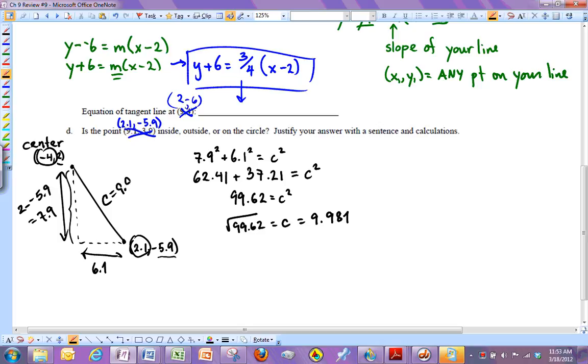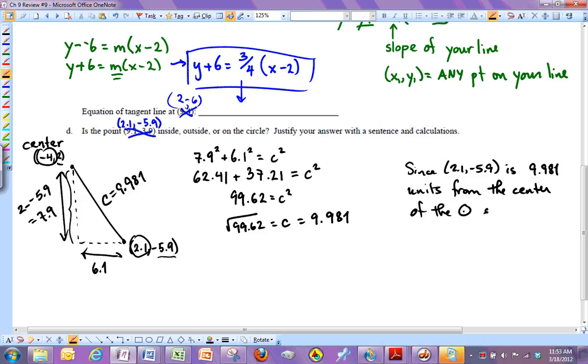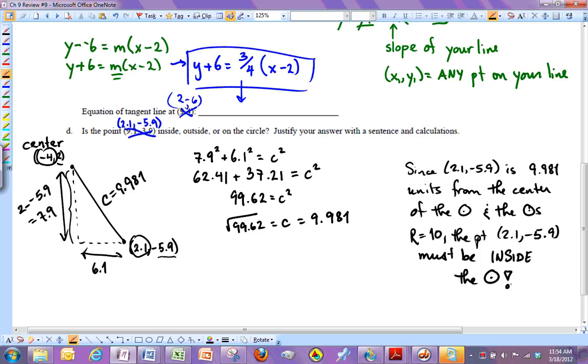So C is 9.981. Since the point 2.1, negative 5.9 is 9.981 units from the center of the circle, and the circle's radius equals 10, since it's shorter, the point 2.1, negative 5.9 must be inside the circle. Okay, hope that makes sense.